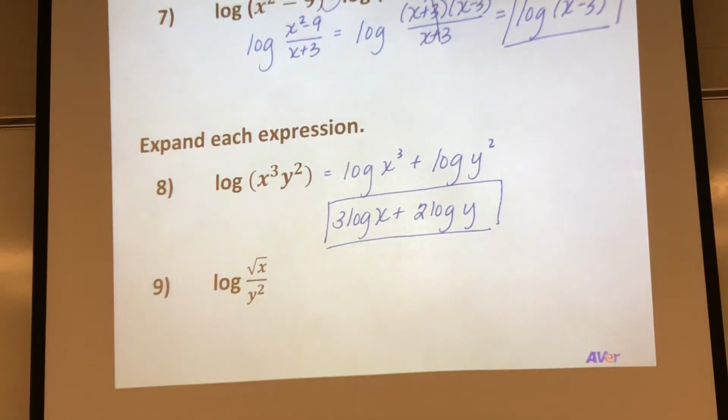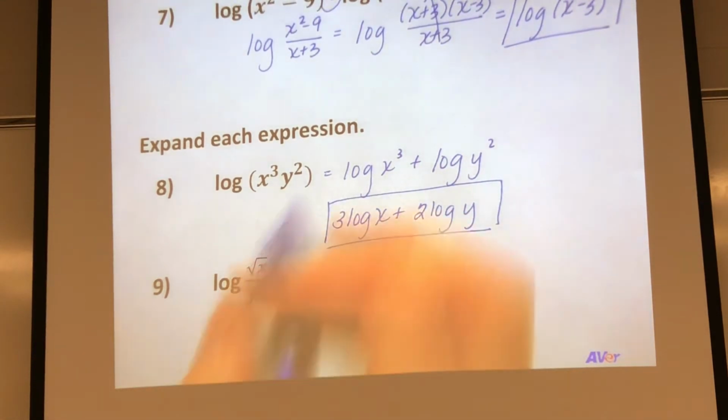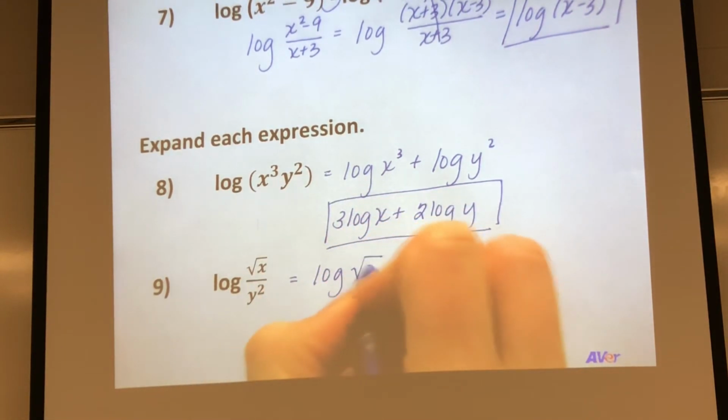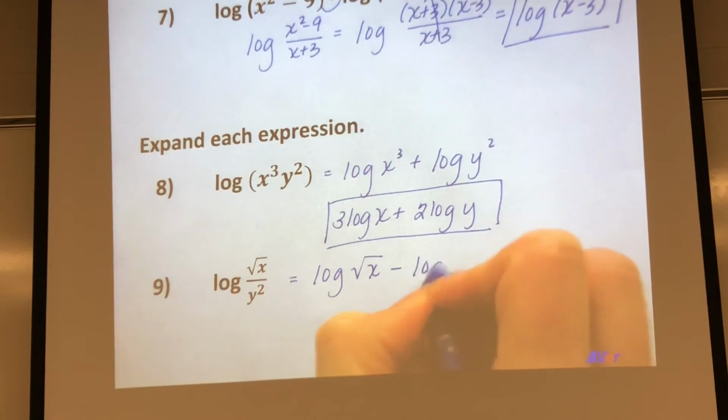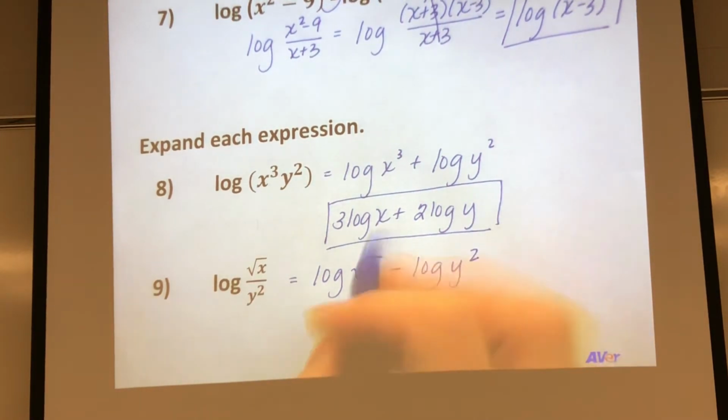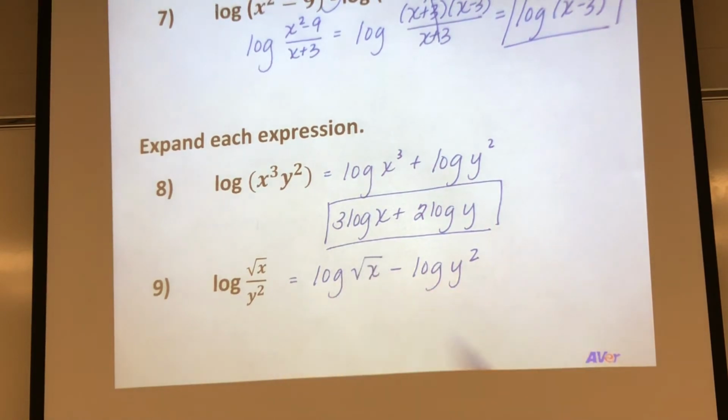On number 9, they're being divided. So dividing is subtraction. So we have log of square root of x minus log of y squared. And again, we bring the exponents to the front. Don't forget that the square root is an exponent. So that's to the 1/2 power. So we have to bring that to the front. 1/2 log x minus 2 log y.